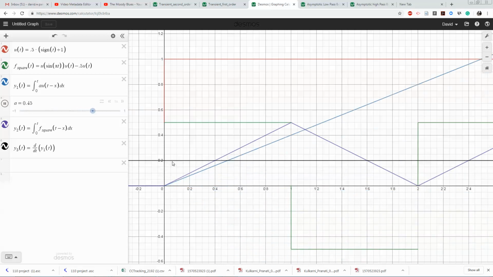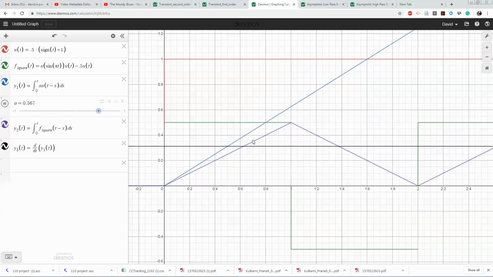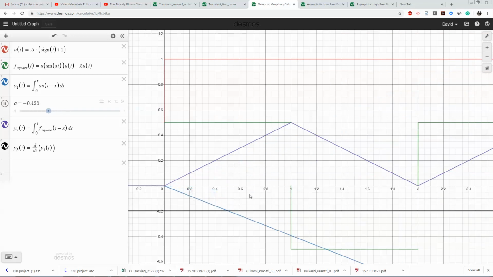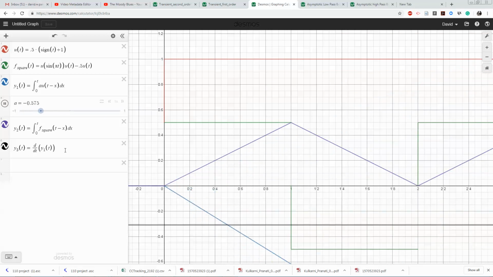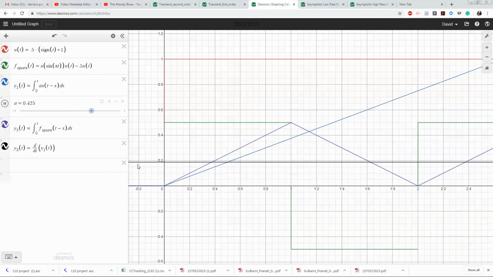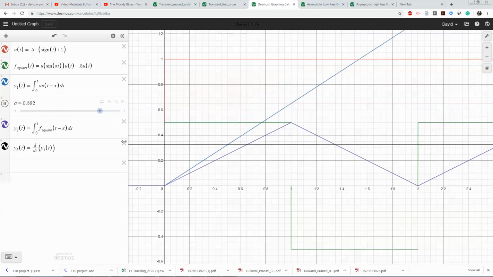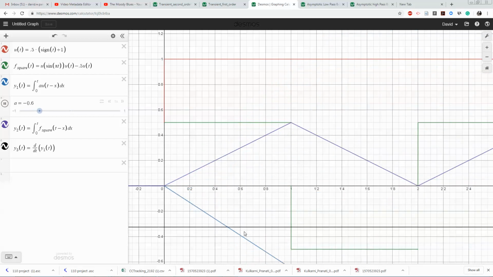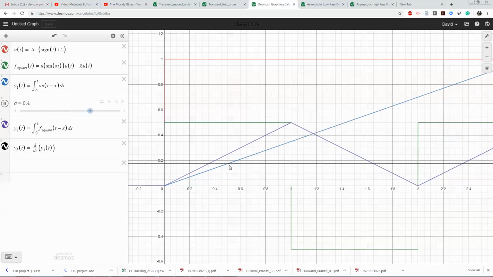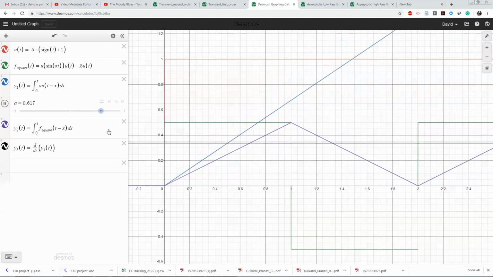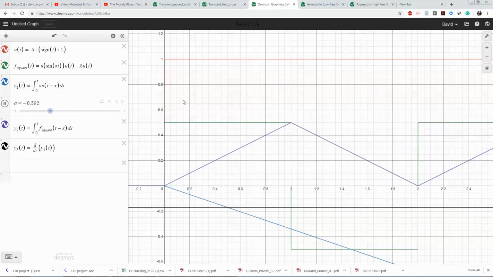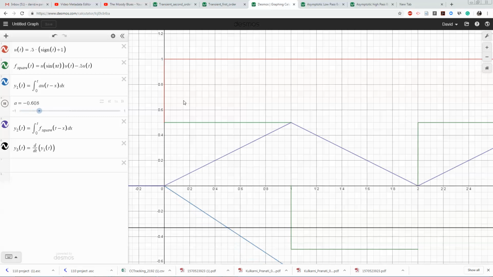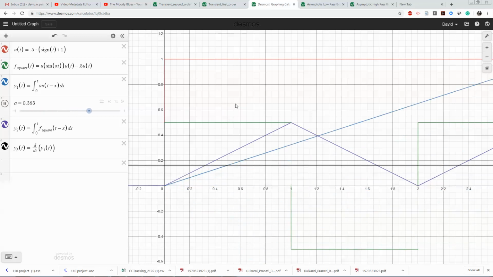Now, for a differentiator, I have actually this ramp, which is input to the differentiator, and it's just taking the slope. So when the slope is positive, this black line is positive. When it's negative, this black line is negative. And so really that's just the two simplest first order systems, the integrator and the differentiator.